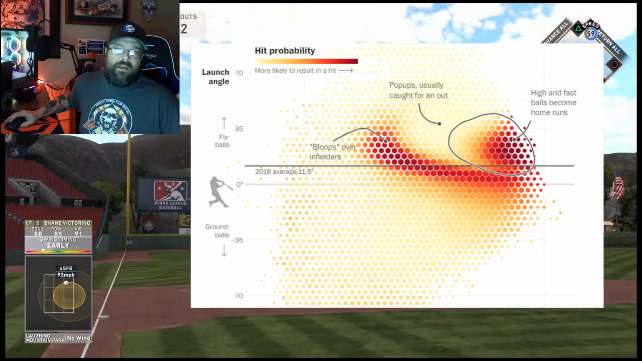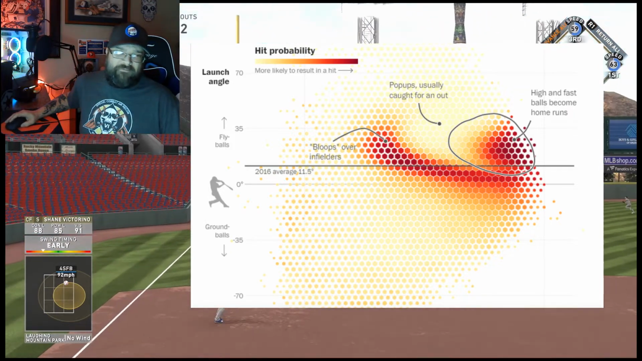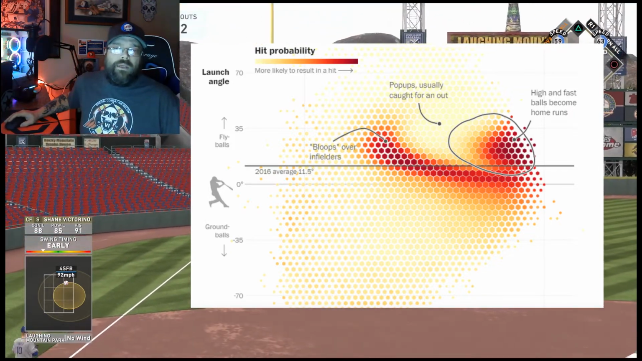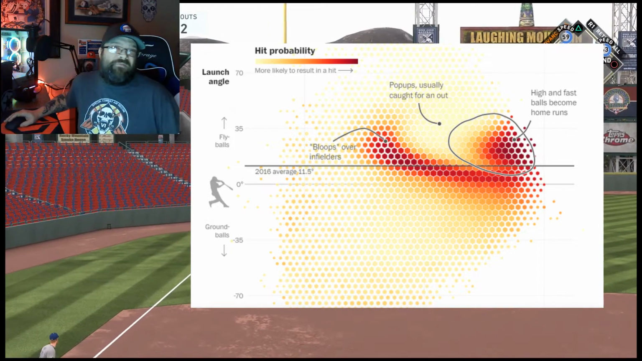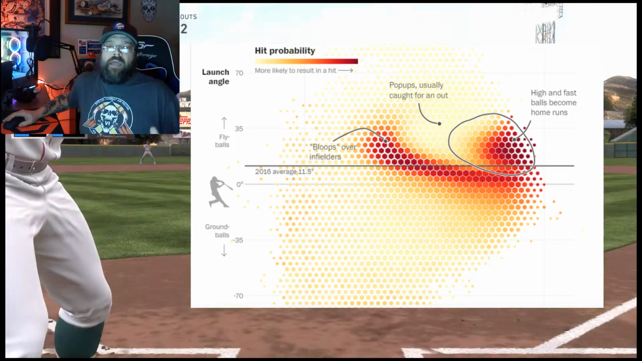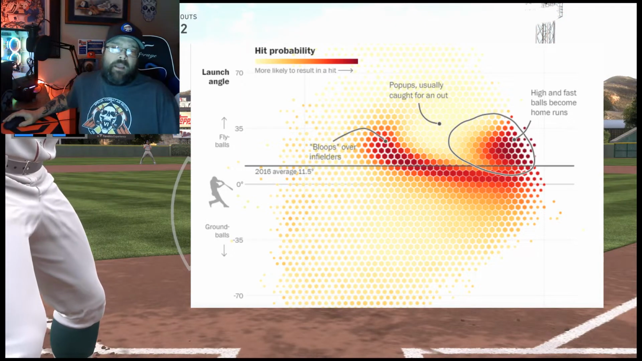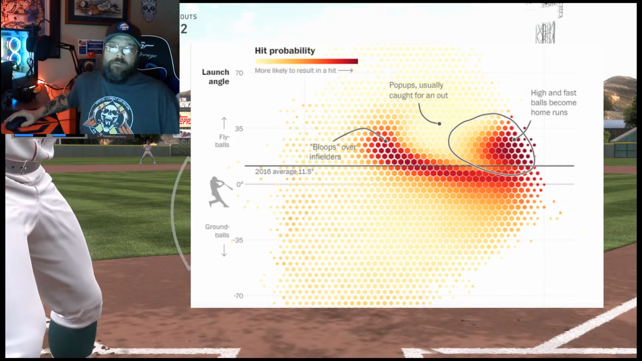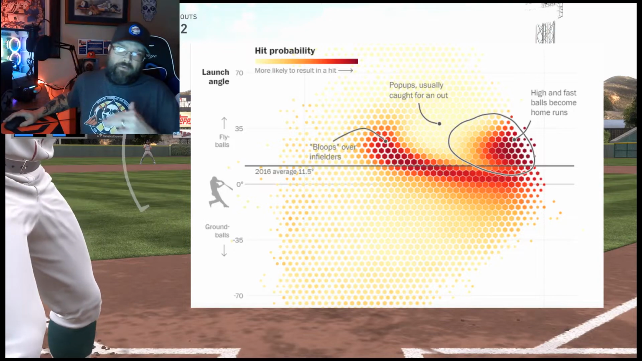Pop-ups usually are caught for an out if they're up above this like 45, 50 degree angle. And even a lot of them that are in that 35 degree angle, I think it's a lot of low line drives. But you'll find these, the high and fast balls become home runs right here. So yeah, and it was 2016. That's where I got the other image from as well.